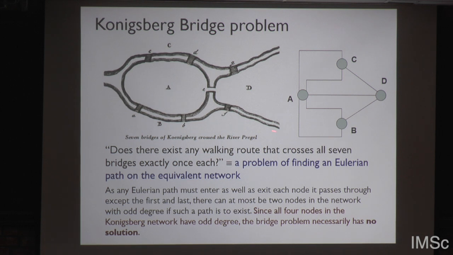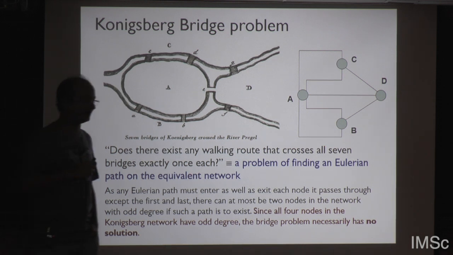So you can have a much more abstract representation where you say that these land masses which the bridges connect, namely capital A, capital B, capital C, and capital D, correspond to nodes of a network, and the bridges correspond to the edges connecting these nodes. Now, the question of does there exist any walking route that crosses all 7 bridges exactly once translates to a problem of finding an Eulerian path on this network. Now, Euler took one look at this network and immediately realized that the answer to this question is no.